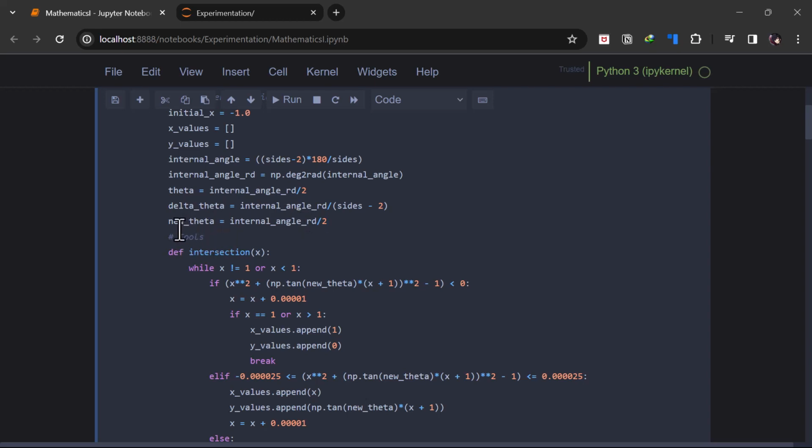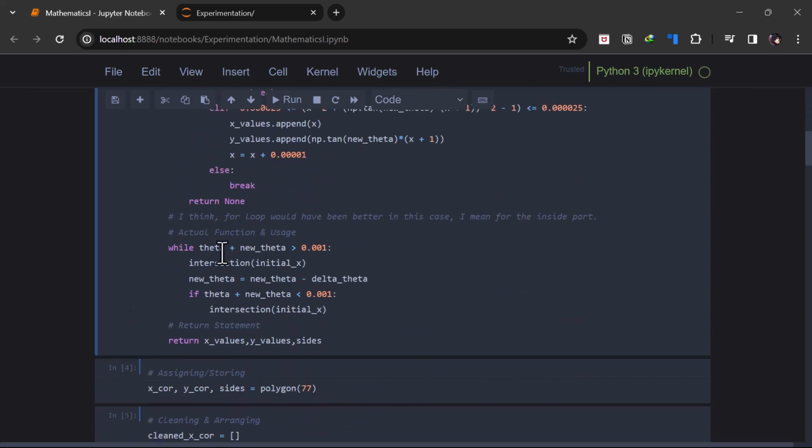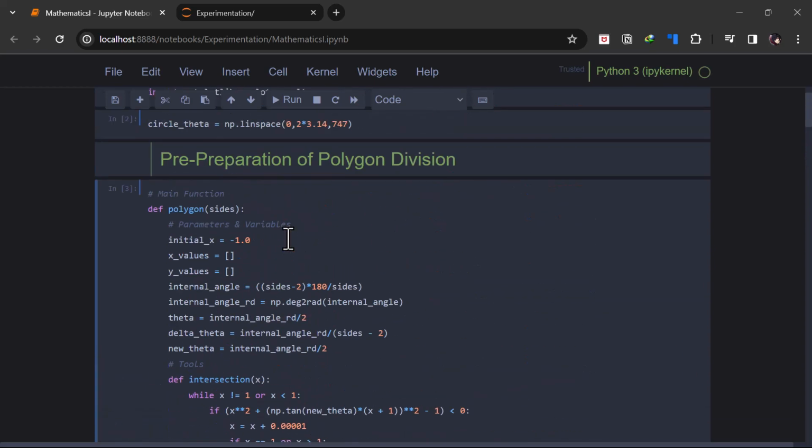So rotations will be made using this new theta value. That's why the initial values for both of these variables are the same: internal angle in radians by 2, internal angle in radians by 2. Because the rotations will be made using this new theta. Now if you're asking why I have made this distinction, it's because in the last part I will use this constant to write the condition that I discussed in the theoretical part for the rotation loop. That's why I have made it a constant.